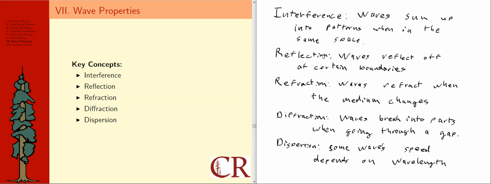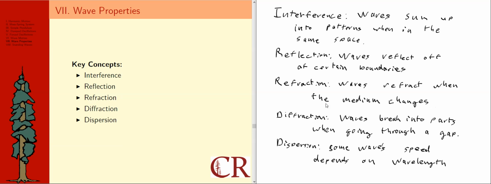The second property we have listed is reflection. So waves reflect off of certain boundaries, and we're going to explore a little bit about how they do that. Refraction is the idea that waves refract when the medium changes. And what that really means, refraction really describes a change in direction of the wave. The reason that happens is there are medium changes that change the wave speed, and that results in the wave slightly altering its course.